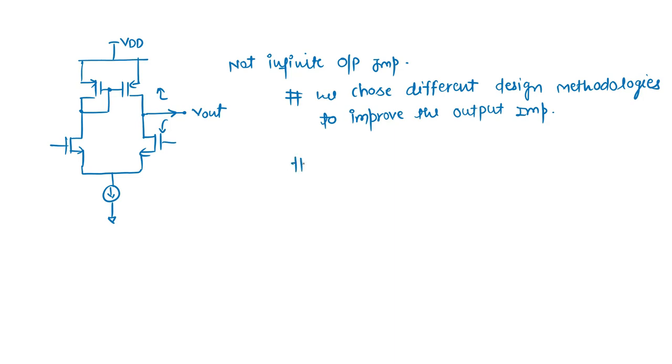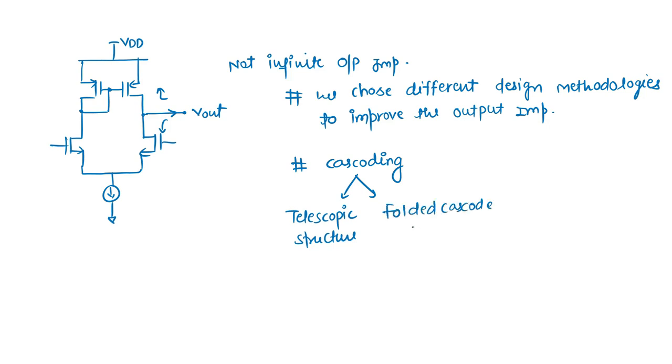So for that, we choose different topologies or methodologies, one of which is cascoding. We use cascoding to improve this R out. In this, we use two structures: the telescopic structure, and we also use the folded cascode structure. These are methods to improve your output impedance, to improve the gain. Ideally you want the infinite DC gain.